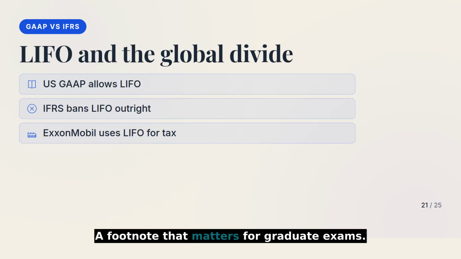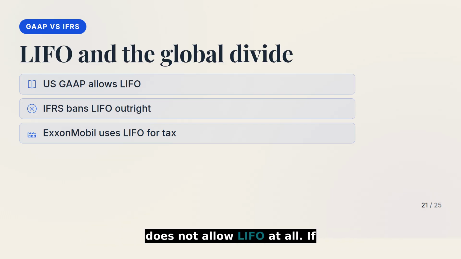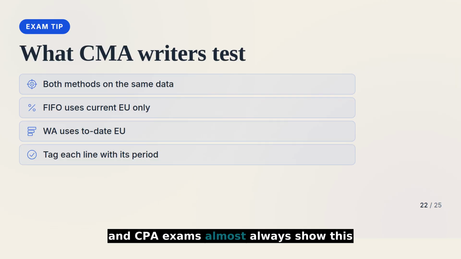A footnote that matters for graduate exams. US GAAP also allows last in, first out or LIFO, which ExxonMobil famously uses for tax savings. IFRS does not allow LIFO at all. If you ever consult on a company that reports in both standards, this becomes a structural choice, not a clerical one. CMA and CPA exams almost always show this as a multi-part problem.